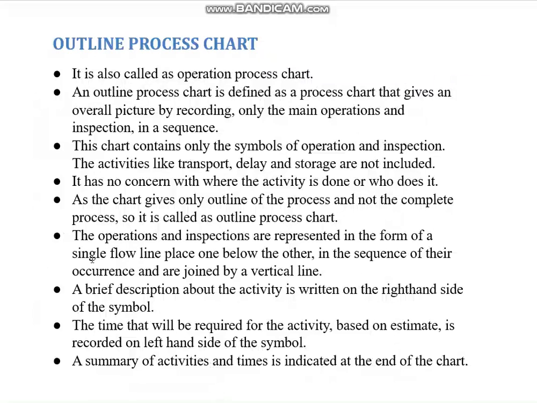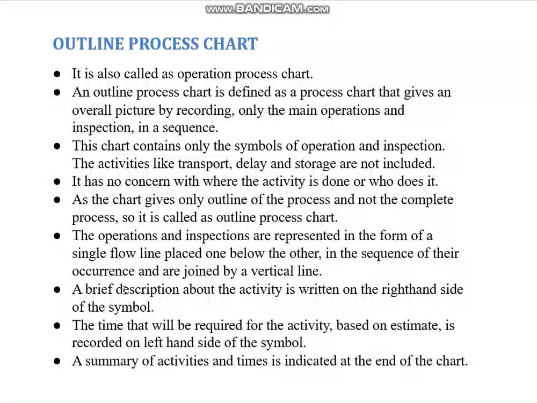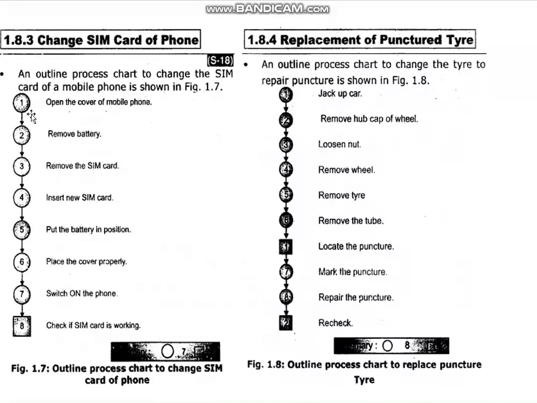The single flow line. The operations and inspections are represented in the form of a single flow line, placed one below the other in the sequence of their occurrence and joined by a vertical line. A brief description of the activity is written on the right hand side. You see, this is the operation, and what this operation is, is written on the right hand side like this.